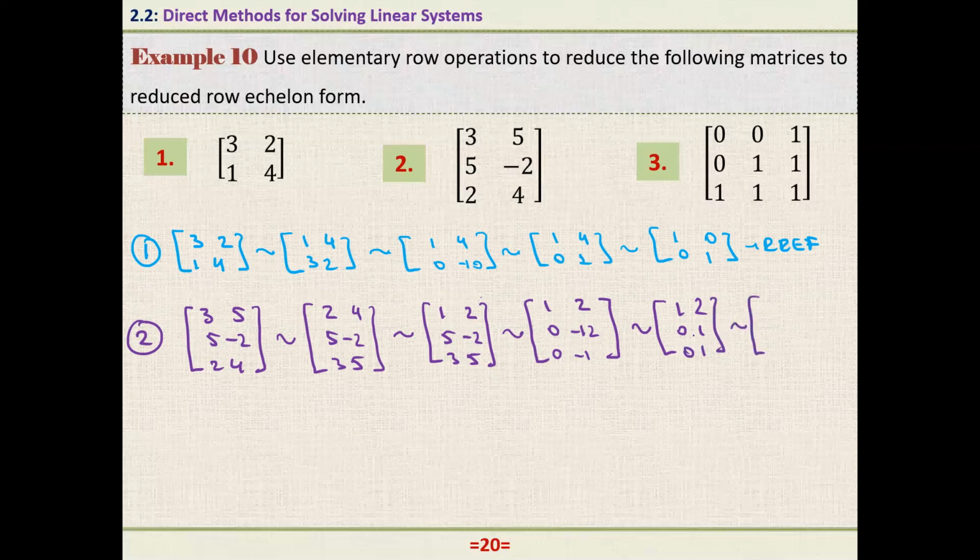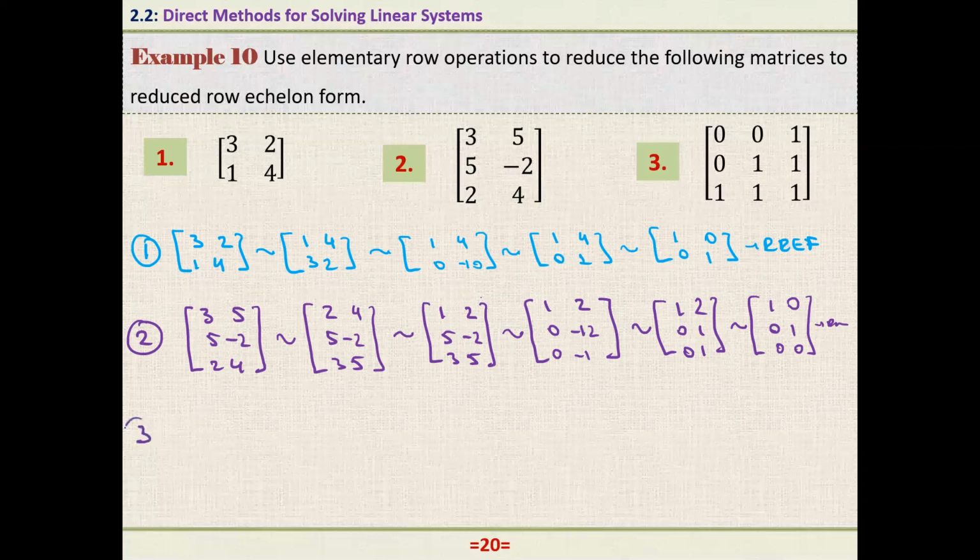Okay. Now multiply the second row by -2 and add to the first row. Here we have 1, 0, 0, 1. Multiply the second row by -1, add to the third row. Here we have 0, 0. So now it is in reduced row echelon form. We cannot go further. That is in reduced form. Okay, that is what we mean by reduced row echelon form.